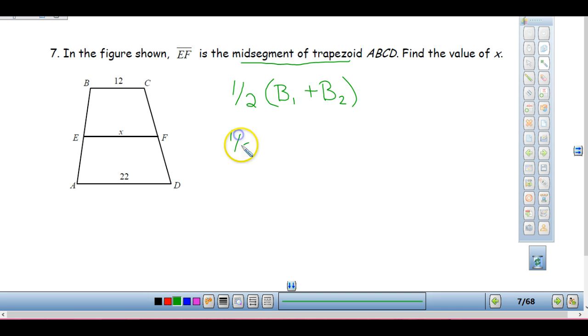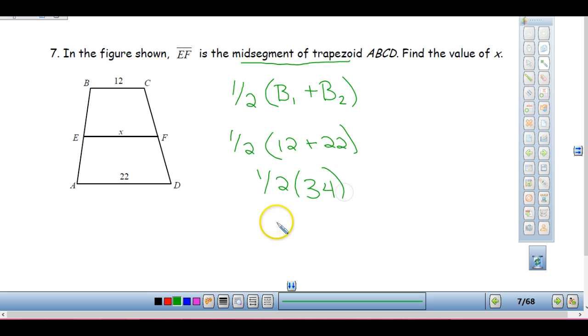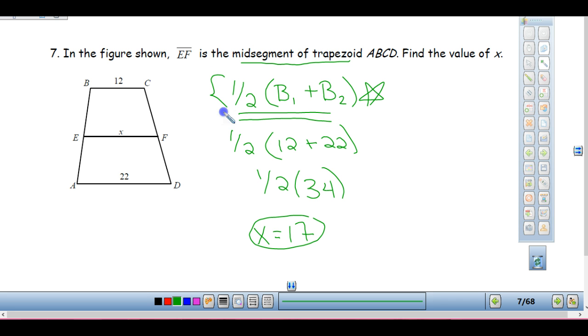So in this case, we're going to go 1/2 times 12 plus 22, or 1/2 of 34, so x is going to equal 17. Again, add this formula to your formula sheet, because if you come on Thursday and you complain that you don't have this formula, I'm not going to feel badly for you.